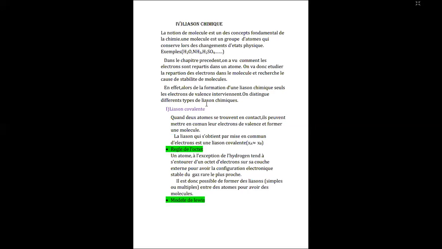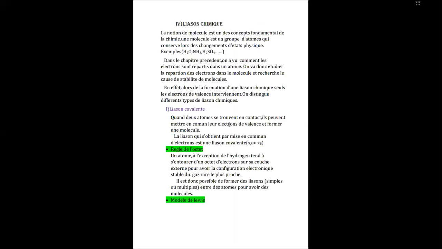So liaison covalente, just covalent bonding. Like in Zambia, back in secondary, we learned that there's ionic bonding and covalent bonding. Ionic bonding is the losing or gaining of electrons. Covalent bonding is the sharing of electrons between what? Two atoms. So it is sharing. In liaison chimique, we are going to mostly talk about liaison covalente, so we're going to look at covalent bonding.